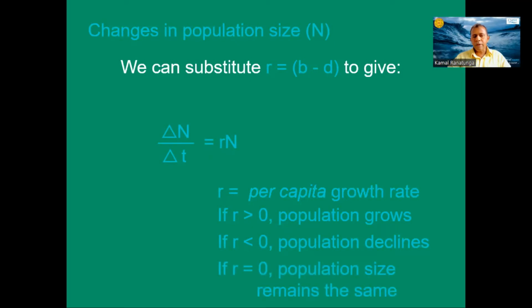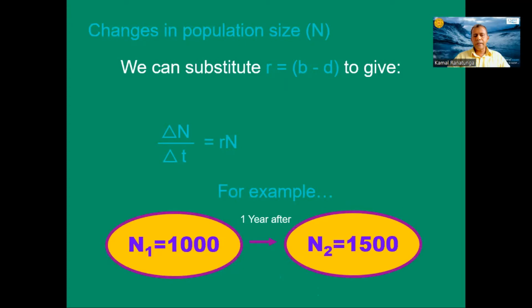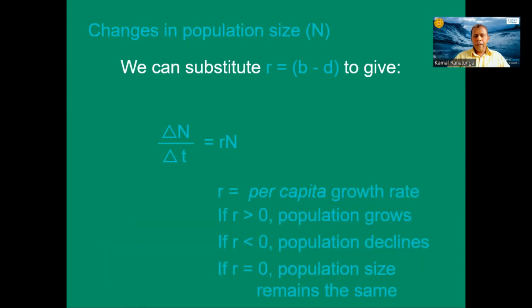Right, so which means if the R equals zero, then there is no population growth. The size will be the same over time, right? I think this is now clear. If R is equal to zero, then there won't be any population growth. The population will be the same over time, right? And that's how the population usually grows, right?